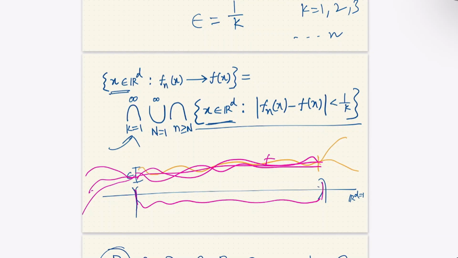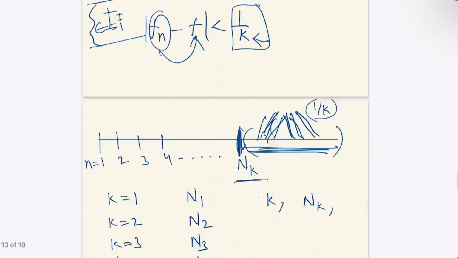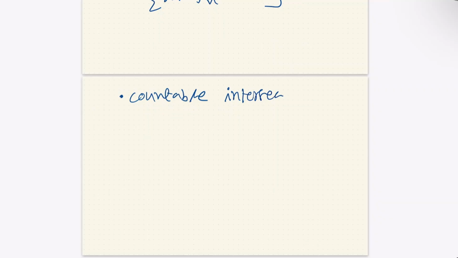You could see some behavior. There are crucial things here. One is countable intersections in that domain collection. Countable intersection, and the second one is countable union. Countable unions.